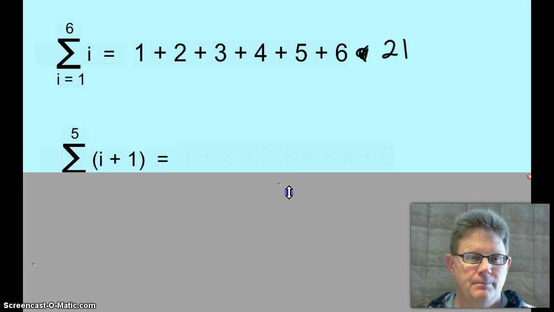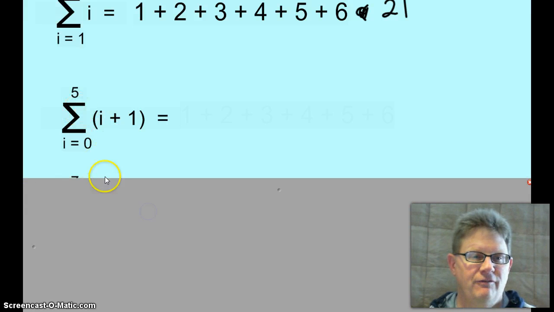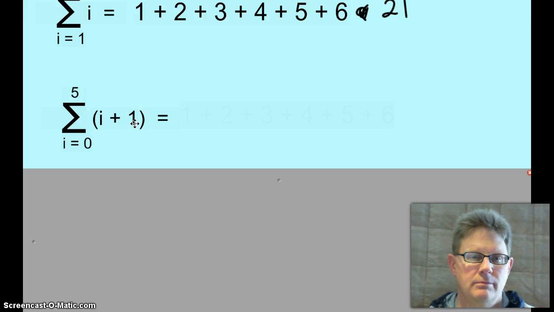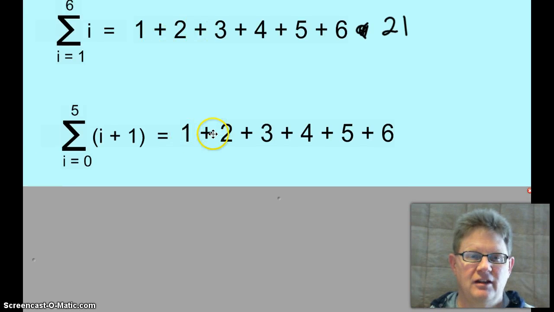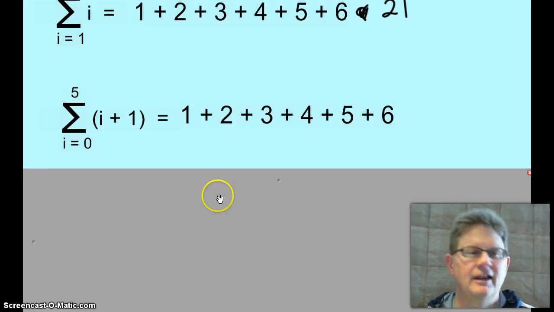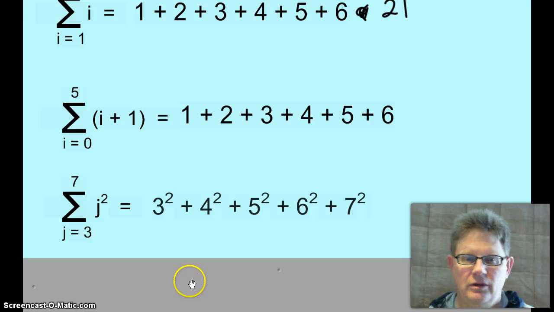Alright, let's try another one. i equals 0 to 5 of i plus 1. We're going to start at 0 and replace that i. Guess what? We're going to get the same exact sum. There are different ways of representing the same thing. And let's try the last one. j equals 3 to 7 of j squared. That would be 3 squared plus 4 squared plus 5 squared, and so on. If you're curious, you can go ahead and figure that out.